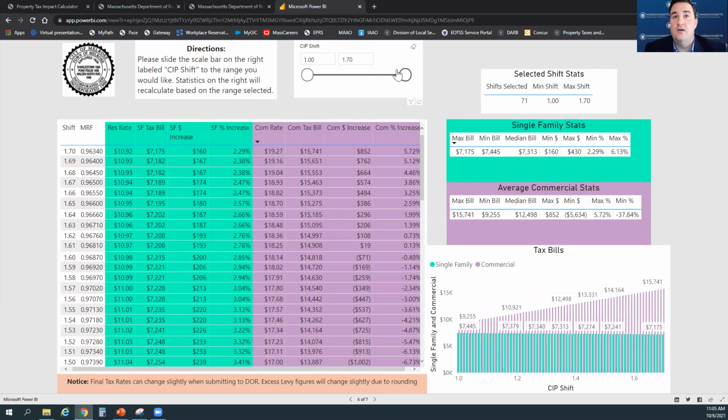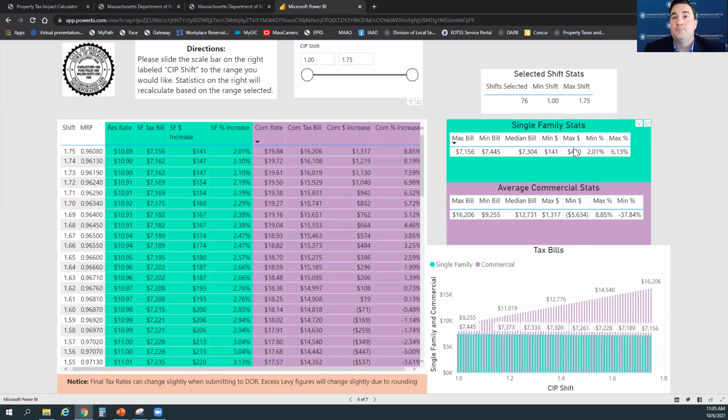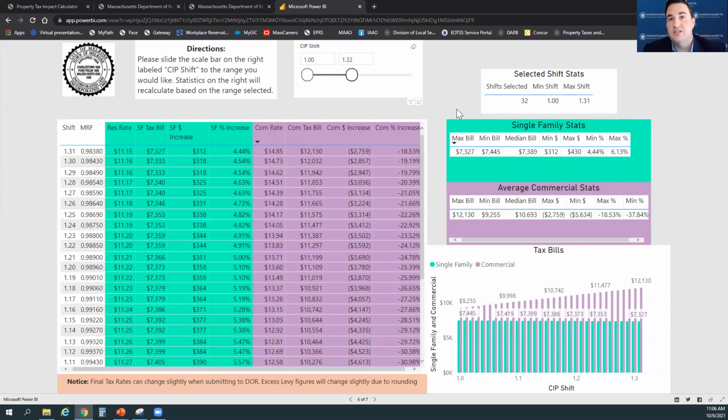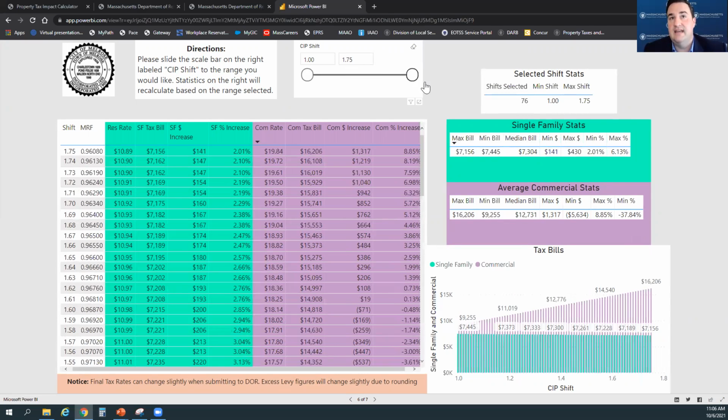So if you go all the way out, this is going to show no matter what, legally based on Prop 2.5, the most that you'll get for a tax bill for single families based on these figures is 7,000. Let's see. Yep. The minimum bill, I'm sorry. So you'll see all the minimum and maximum change based on this. So you'll have a median, the minimum change, maximum change, and all that's going to change based on this. So 76 kind of different options.